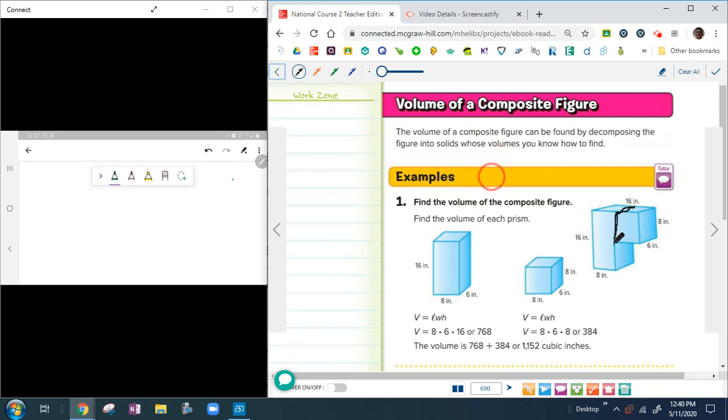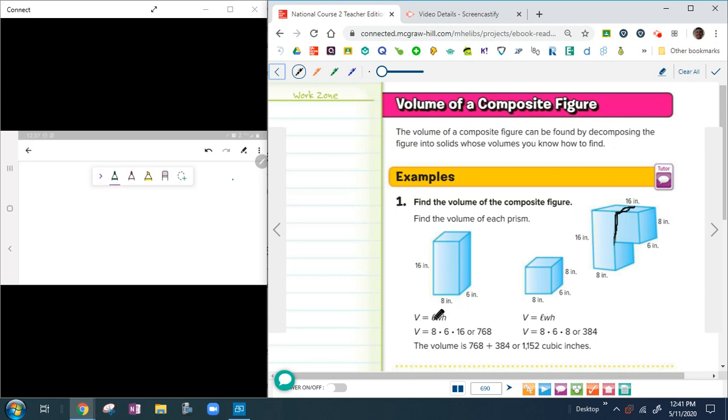Sorry, I can't draw very well with this trackpad, but anyway, this is how the book cut it. You could also cut it your own way. For instance, you could cut this bottom part off and have this long rectangular prism on top. But to find volume, we're going to be using our volume formulas.